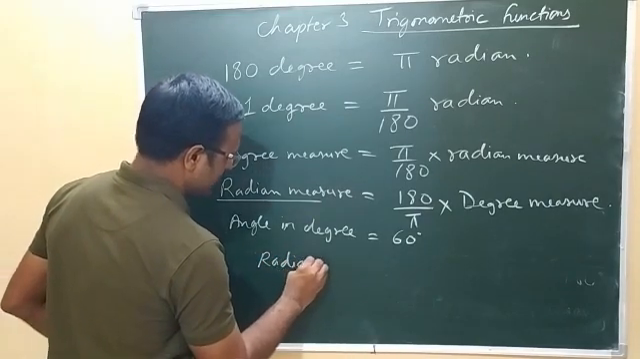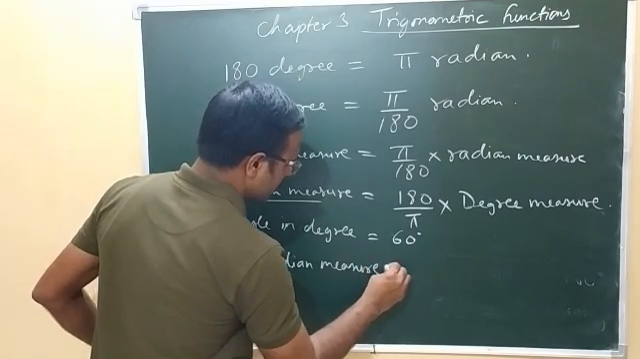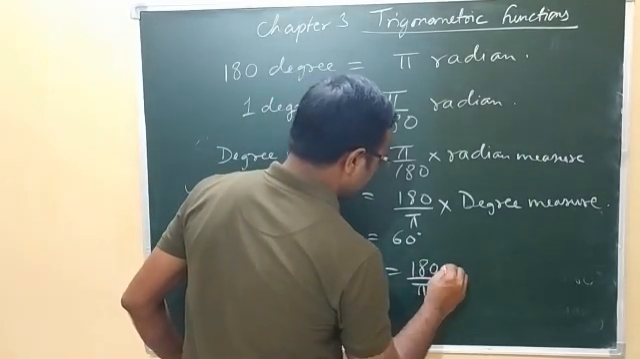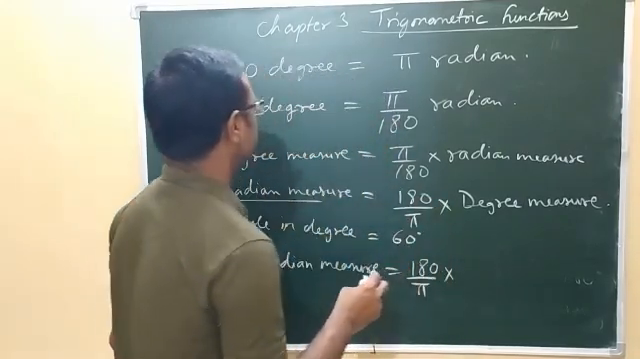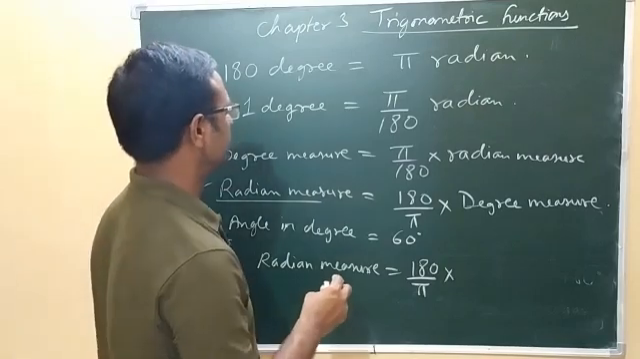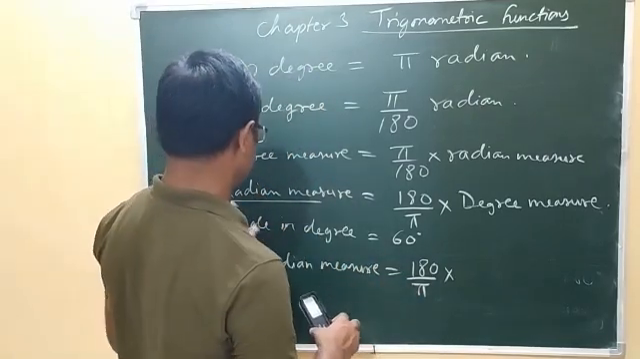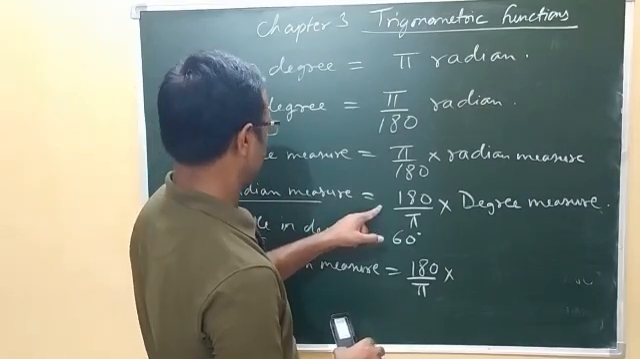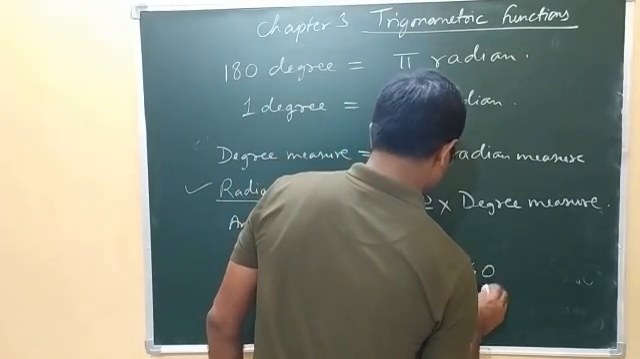Radian measure will be 180 upon pi into... see here, radian measurement we have to find 180 upon pi into degree measurement is 60 degree.